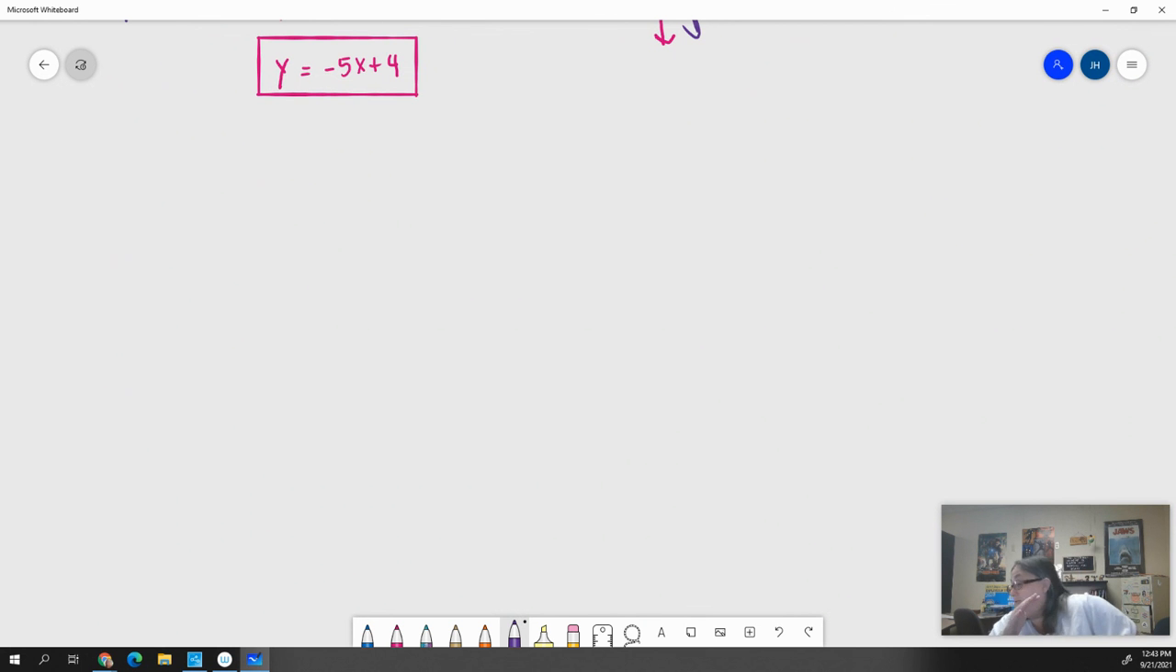The last thing we need to talk about is parallel and perpendicular. Does anyone remember what the difference between a parallel and a perpendicular line is? No one's super anxious. It's very good, right? One crosses, one does not.